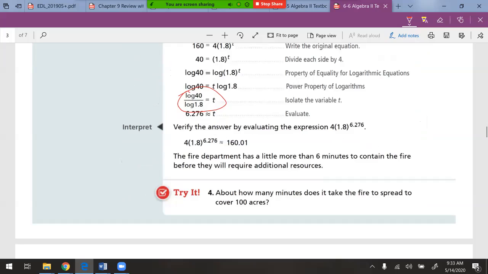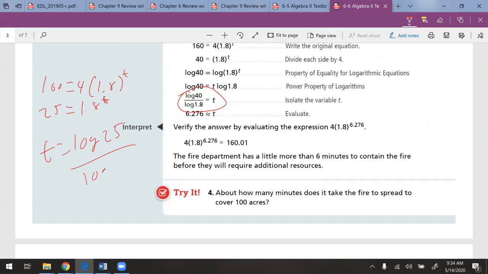So let's do this. About how many minutes does it take the fire to spread if it's 100 acres? Well, we're going to set this equation equal to 100. So here we go. 100 equals 4 times parentheses 1.8 to the power of t. Divide by 4, 25 equals 1.8 to the power of t. And we have our answer. Check it out. t is equal to log of 25 over log of 1.8. And we did that in the previous example, right? Because we dropped the t after attaching logs, and we divide both sides by the number that had the t as an exponent with the log. Not difficult.